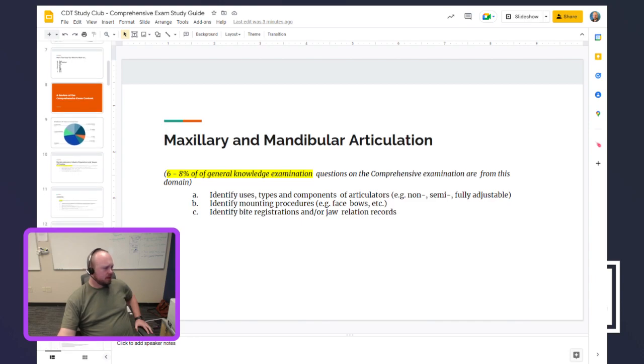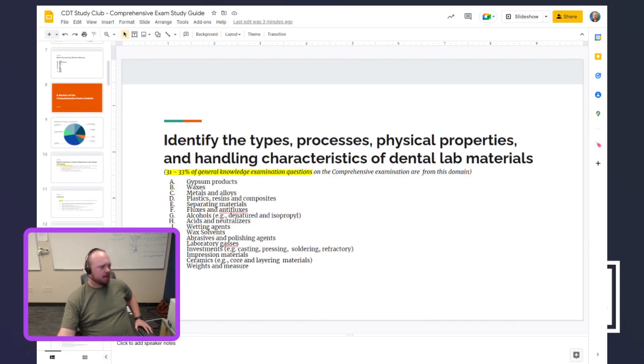Then there's some stuff on articulation, and then the big one here is materials, which is identify the types, processes, physical properties, and handling characteristics of gypsum products, waxes, metals and alloys, plastics, resins and composites, separating materials, fluxes and antifluxes, alcohols, acids and neutralizers, wetting agents, wax solvents, abrasives and polishing agents, laboratory gases, investments, impression materials, ceramics, weights and measures.